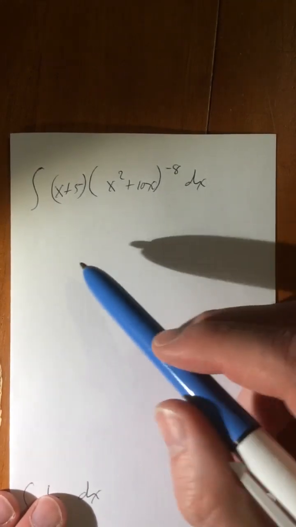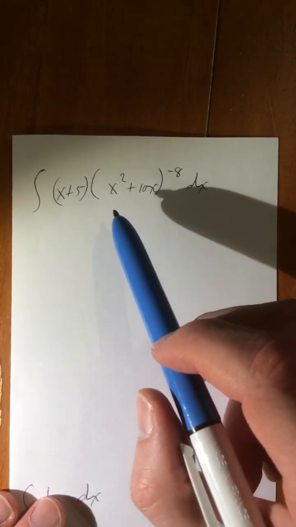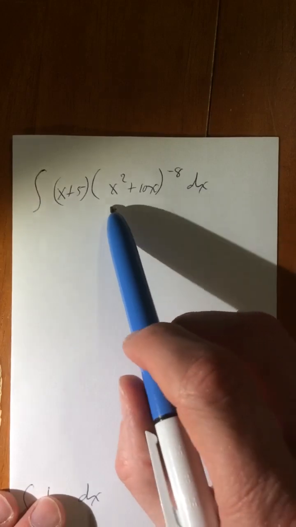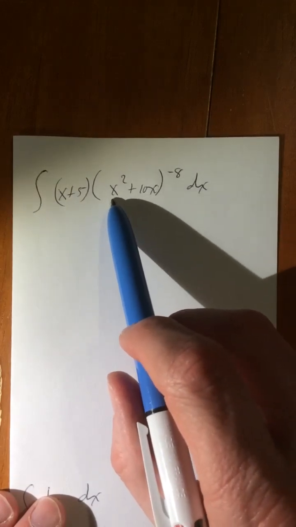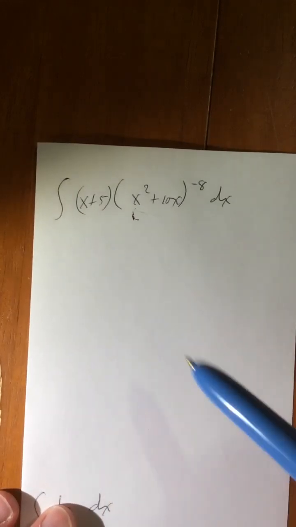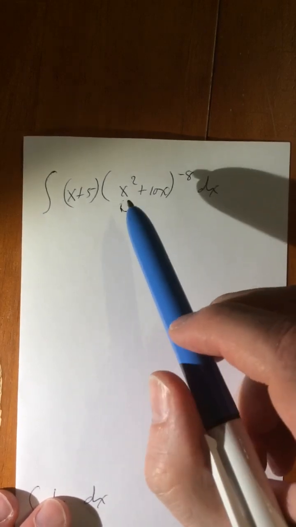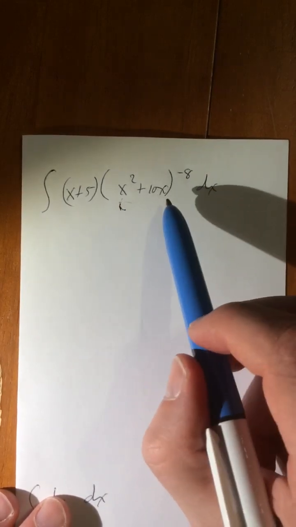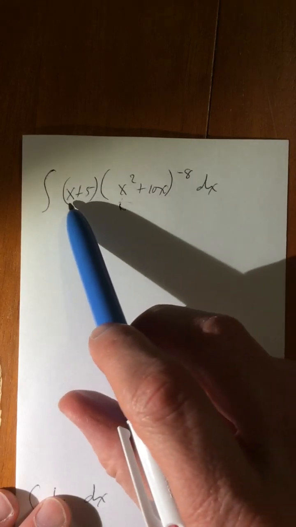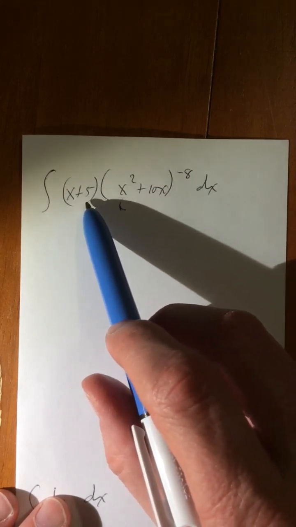Okay, so here again, we're looking at an inner function and outer function. Pretty obvious here that the inner function is going to be x squared plus 10x. Oh, did I actually write that in there? Crap, let me do that. And the derivative of that is going to be 2x plus 10. As we look over here, that's not quite 2x plus 10. We just need a 2.